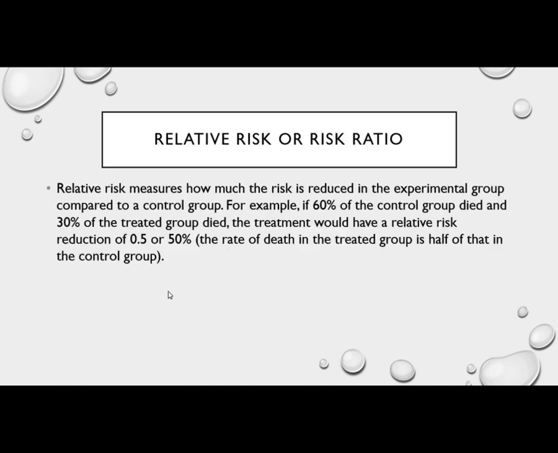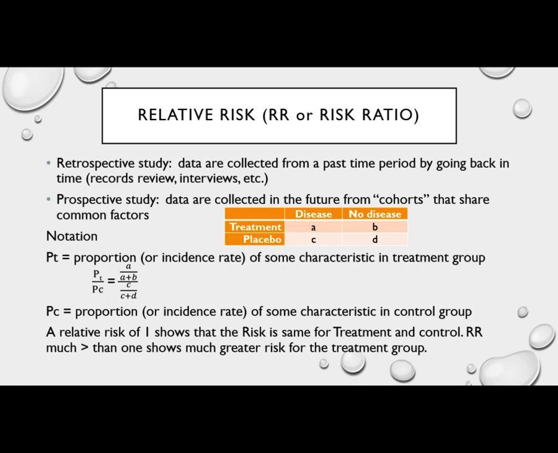Okay. Relative risk or risk ratio measures how much the risk is reduced in the experimental group compared to a control group. For example, if 60% of the control group died and 30% of the treated group died, the treatment group would have a relative risk reduction of 50%, 0.5 or 50%. The rate of death in the treated group is half of that in the control group. Okay, so relative risk or risk ratio.